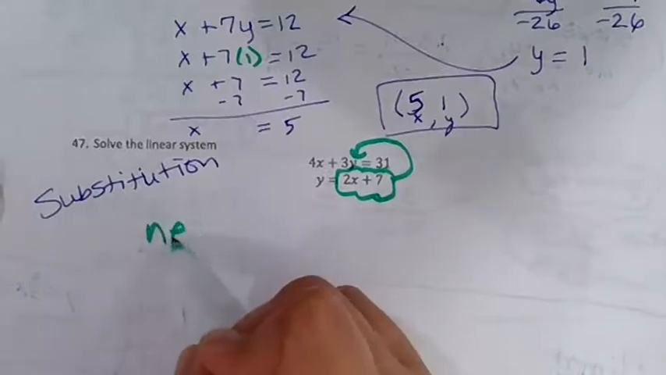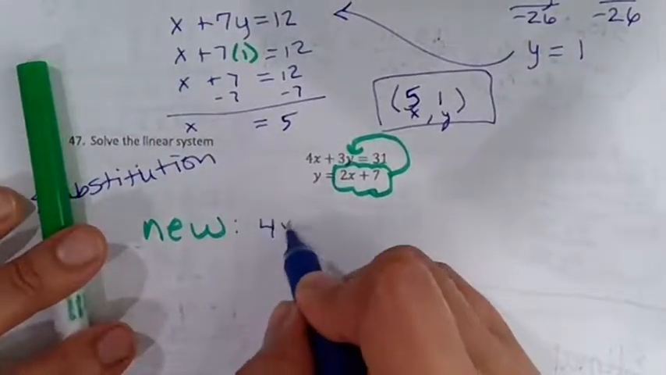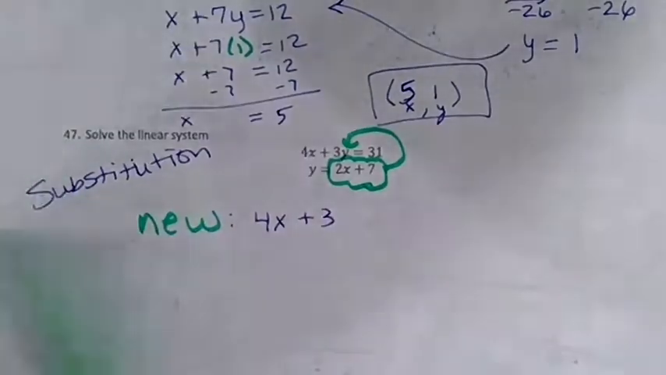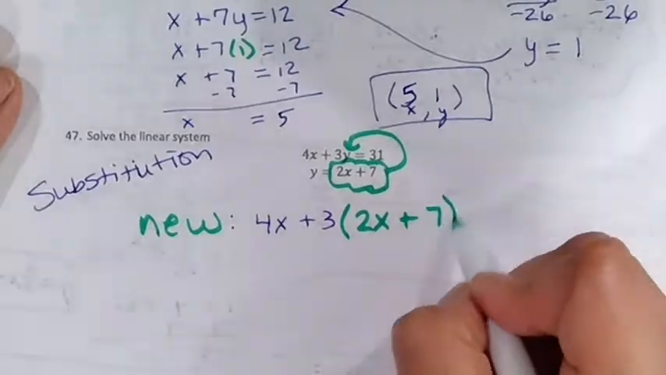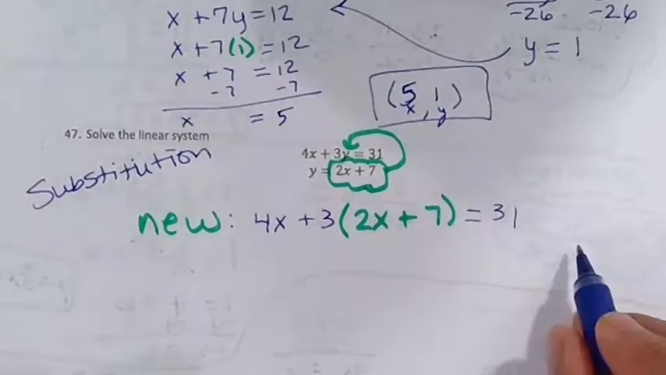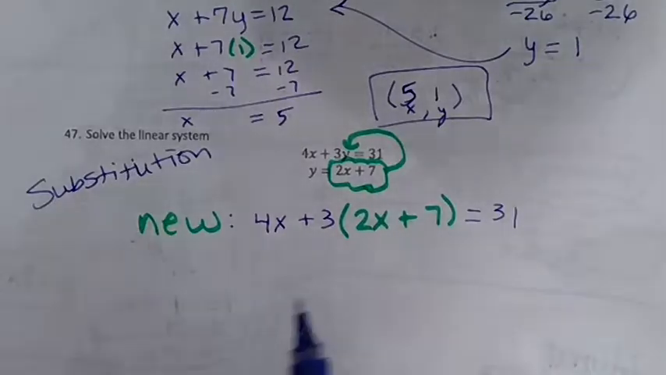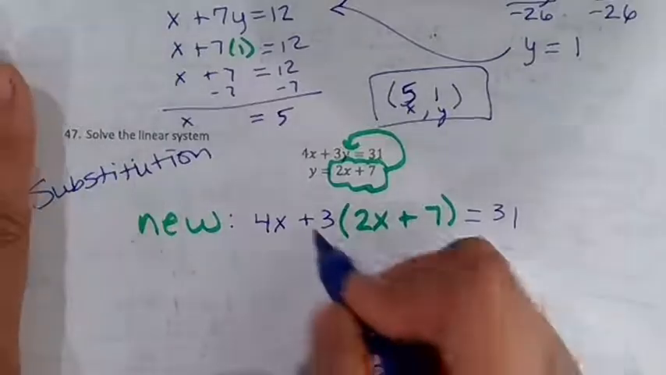So your new equation is 4x plus 3. Instead of the y, you're plugging this whole thing in. 2x plus 7 equals 31. There is only one variable here, x's. If you had x's and y's, you did it wrong. You should only have x's or only have y's. Do the math, clean it up.